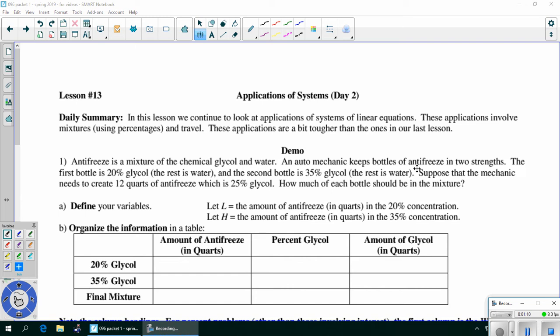An auto mechanic keeps bottles of antifreeze in two strengths. The first bottle is 20% glycol, the rest is water. And the second bottle is 35% glycol and the rest is water. Suppose the mechanic needs to create 12 quarts of antifreeze, which is 25% glycol. How much of each bottle should be in the mixture?